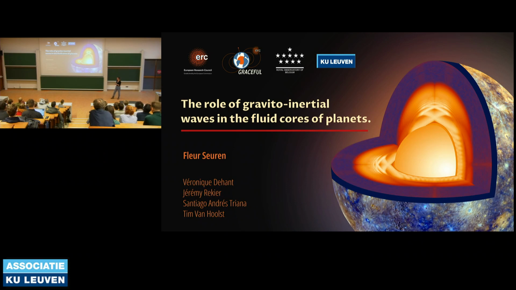So today I will be mostly talking about gravito-inertial waves in planets. And I'll start, because some people might be familiar with this and some people might not, with answering some questions about these gravito-inertial waves, mainly important ones: what are they, where can we find them, how can we find them, and perhaps most importantly, why do we care?